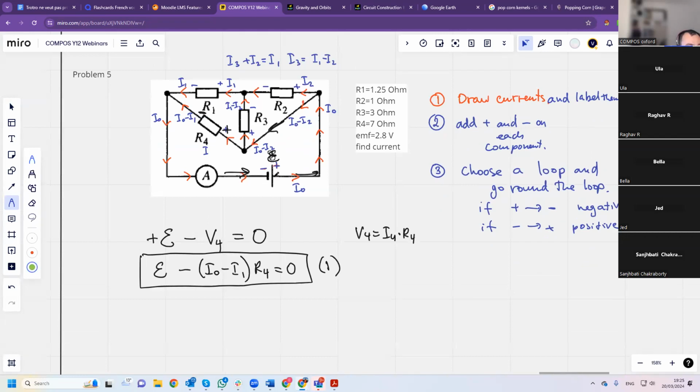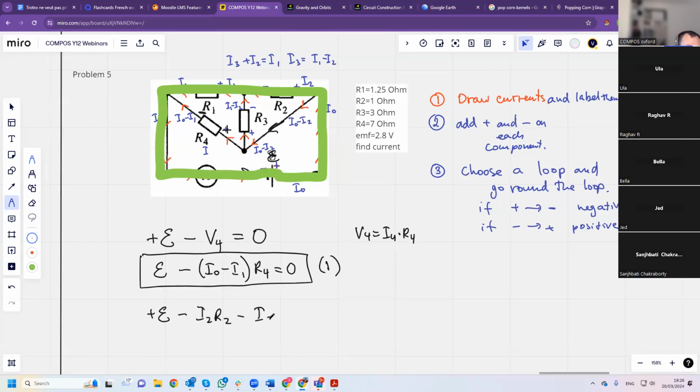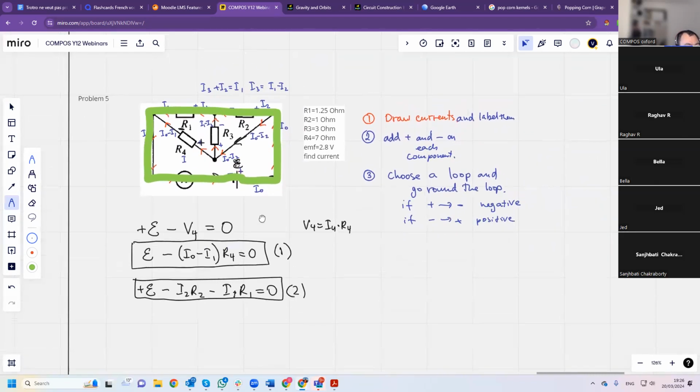Now I choose another loop. Let's take another green loop, and let's go this way. So that's going to be plus EMF minus I2 R2 minus I1 R1 equals 0. That's the second equation. Okay, how many do I need? I have three unknowns, I0, I1, and I2.